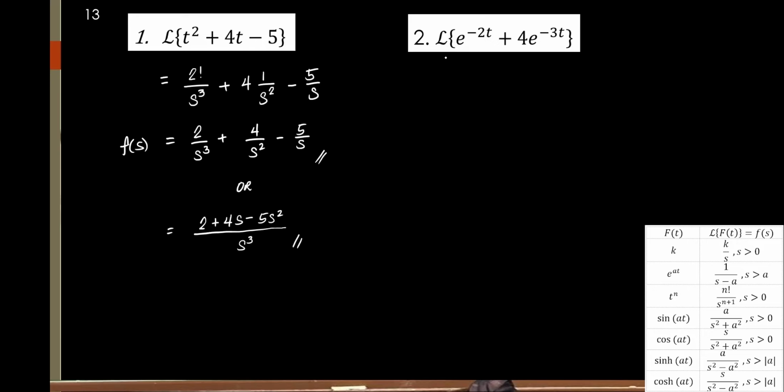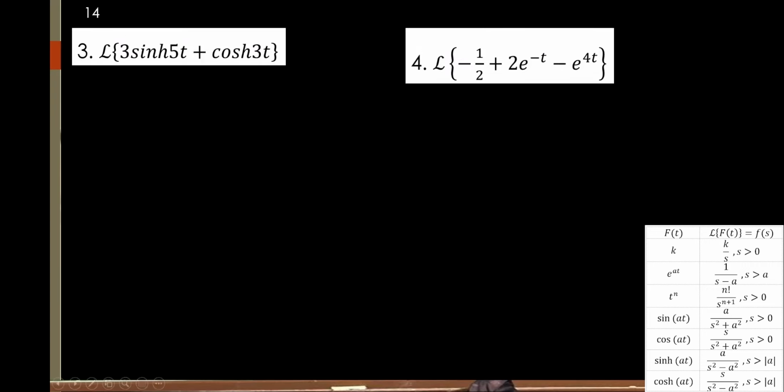Okay? Now, let's go to this. What is the Laplace of e to the negative 2t? Look at your tables, please. S plus 2. Exactly. So that's the final answer. 1 over s plus 2 plus 4 over s plus 3. That's correct. This is your Laplace.